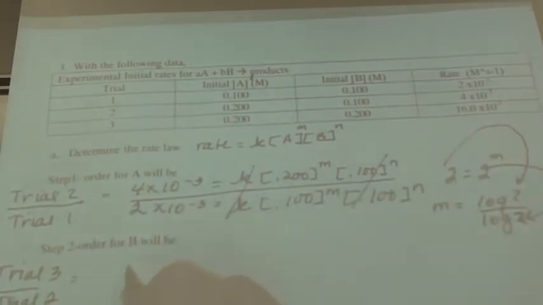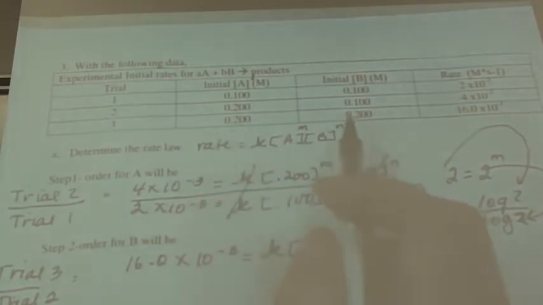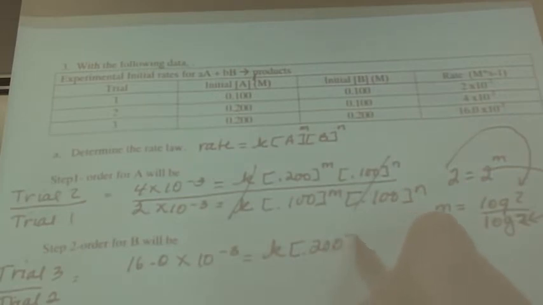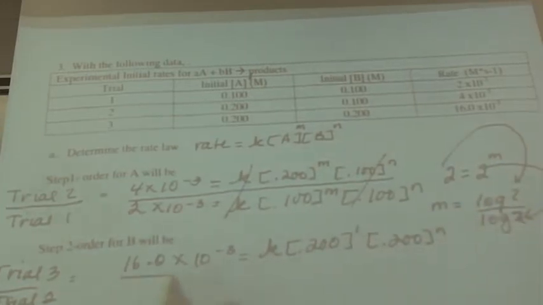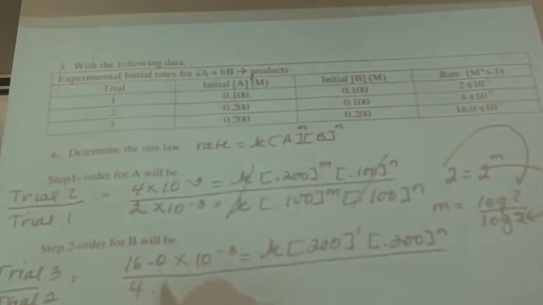So the rate for trial 3, 16 times 10 to the negative third, is equal to k. Now we know that the order for A is 1 times 0.2. In trial 2, the rate is 4.